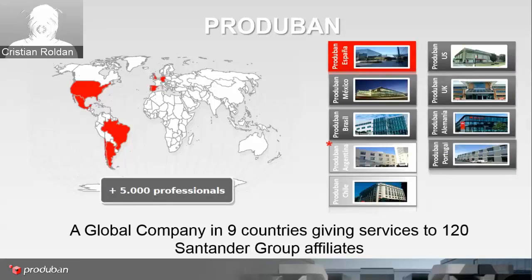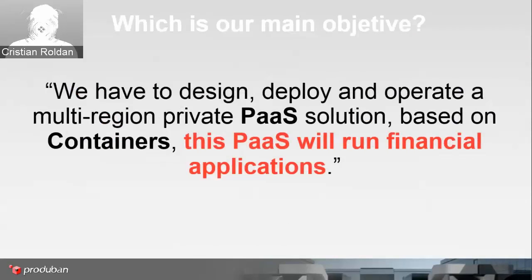So, what is Produban? Produban is a global company. We are in 9 countries, for instance, in Spain, Mexico, Brazil, the UK, United States, Portugal, etc. We are more than 5,000 professionals around the world. Produban is an IT company. We are the IT operation company for the Santander group. Also it is important to comment that Julian is from Isban. Isban is another Santander company. Isban is the software company. So in this project that we call Global PaaS, we are working together, Produban and Isban.